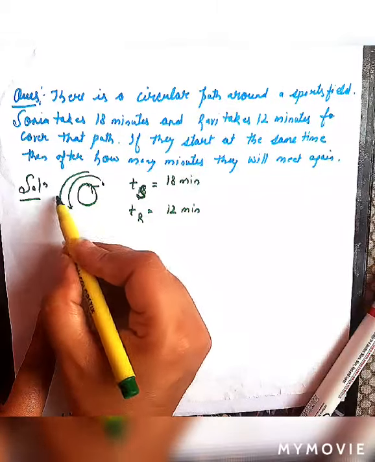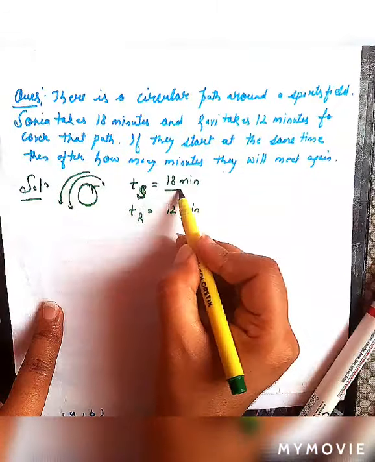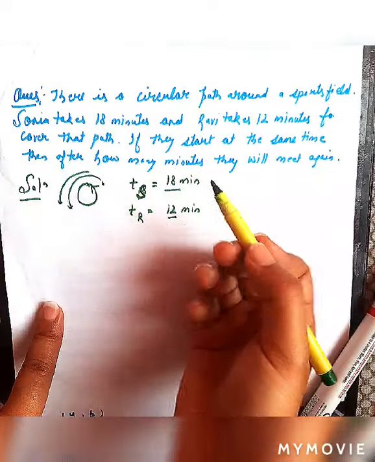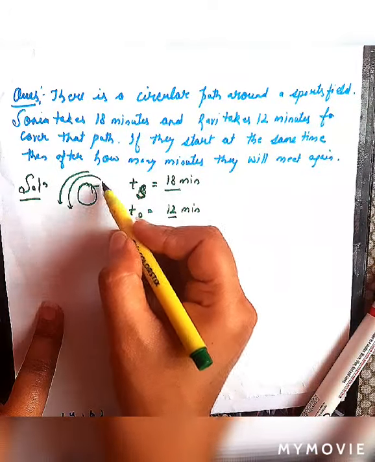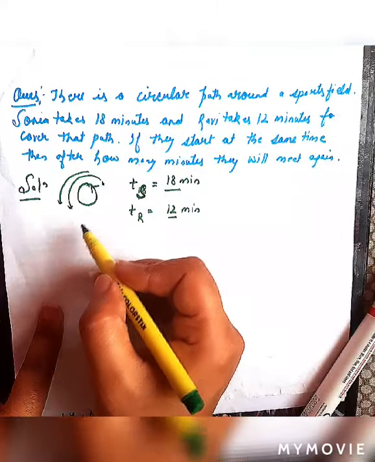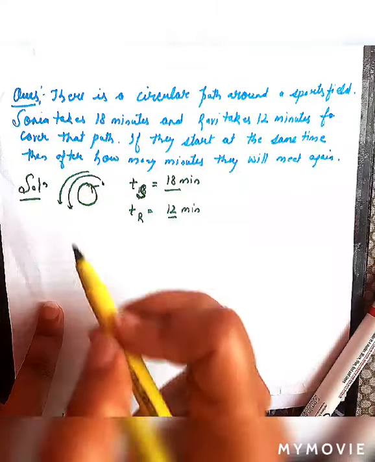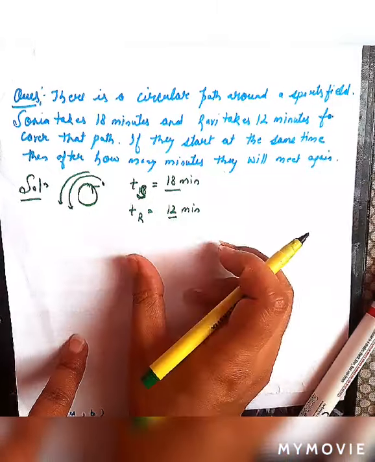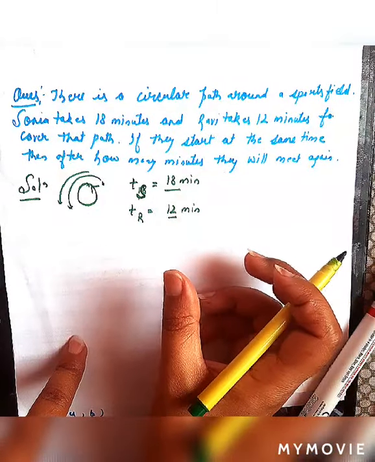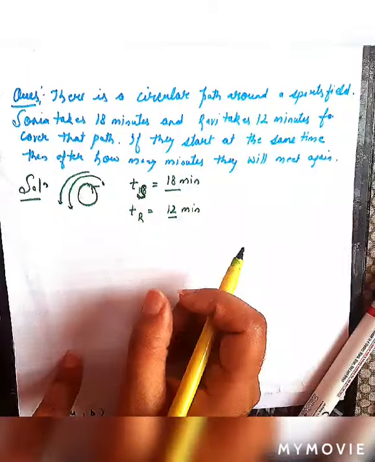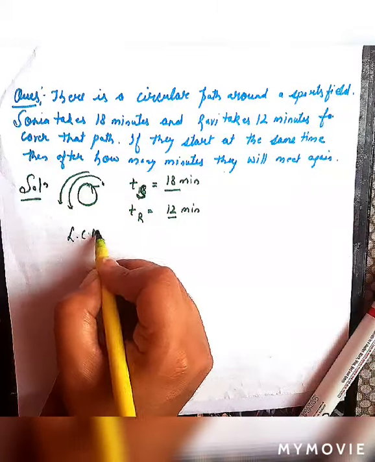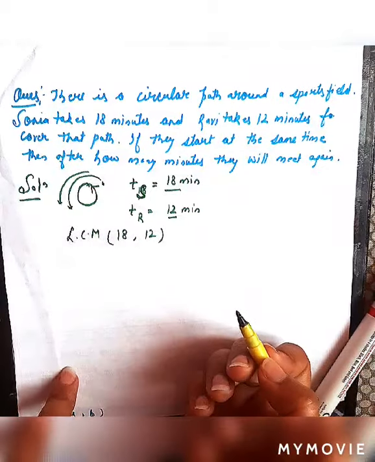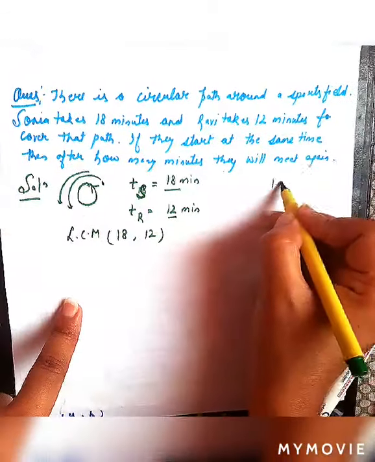So after, because speed will not be equal, and moreover both are taking different times, fine. So after how many minutes will they again meet? Suppose one is moving faster and the second is moving slower, then after how many minutes will they meet again? So in these types of questions, we simply find the LCM of two numbers. So the LCM of 18 and 12 we will find out, and that will be our answer.